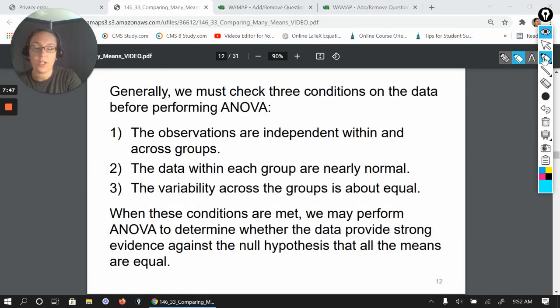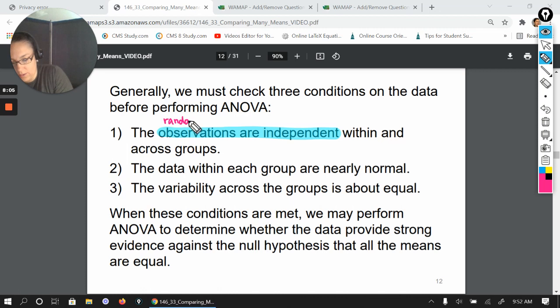Generally, we must check 3 conditions on the data before performing ANOVA. So number 1, the observations are independent within and across groups. So what that means is that we want to see that it's a random sample and it should be less than 10% of the population.